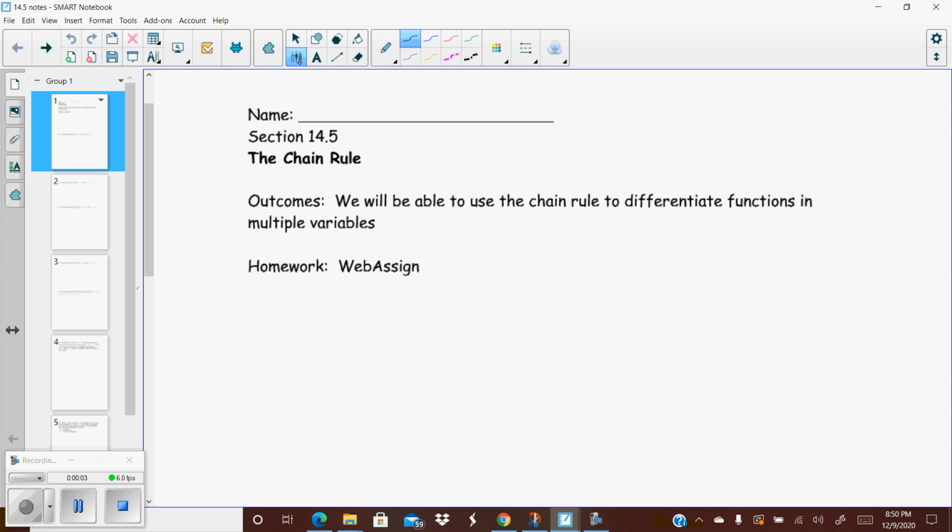Okay, this is section 14.5, the chain rule. Just as in Calc 1, Calc 2, we have a chain rule for three-dimensional derivatives. Very similar concept, a little bit of differences, but the concept overall is the same. So the chain rule is for composite functions.